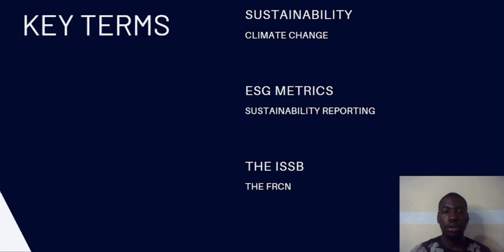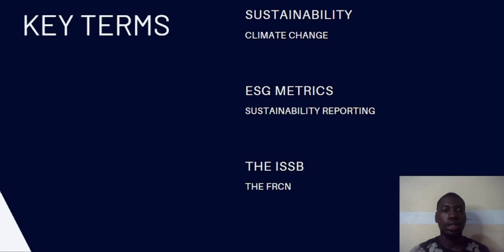The next term we'll be looking at now is climate change. What is climate change? It refers to long-term shifts in temperature and weather patterns. So when we say climate-related activities, we refer to activities that promote climate change mitigation and adaptation. Climate-related risks and opportunities then refer to the ways in which climate change and climate mitigation and adaptation efforts can impact business activities positively or negatively.